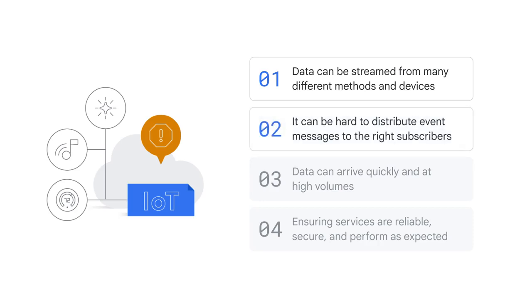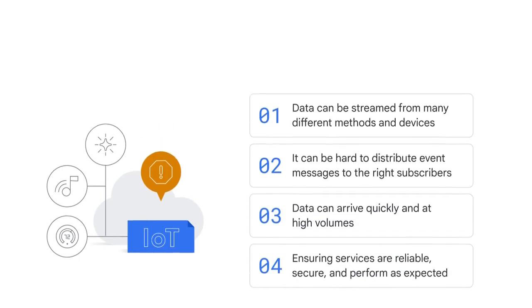The second is that it can be hard to distribute event messages to the right subscribers. Event messages are notifications. A method is needed to collect the streaming messages that come from IoT sensors and broadcast them to the subscribers as needed. The third is that data can arrive quickly and at high volumes. Services must be able to support this. And the fourth challenge is ensuring services are reliable, secure, and perform as expected.